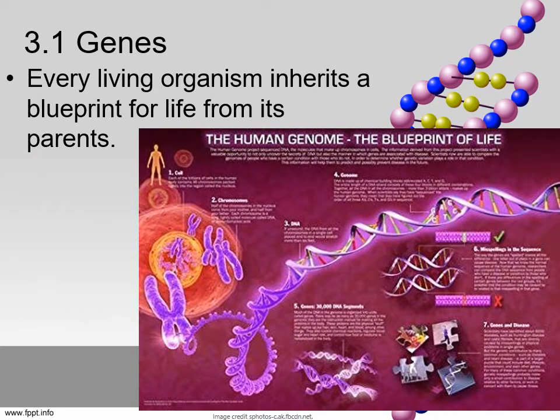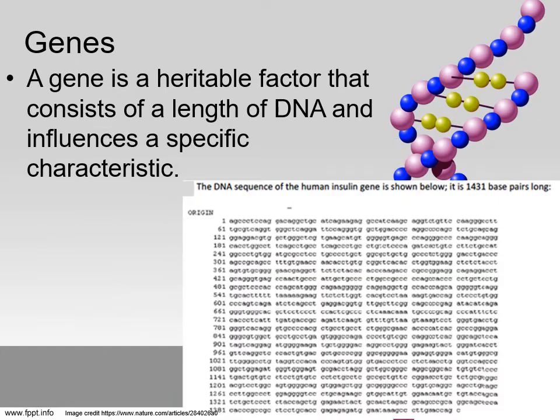So just a really beautiful graphic showing us this idea of human genome being the blueprint of life. So we've got chromosomes in our nucleus. Those chromosomes are composed of DNA. Genes are pieces of DNA that code for a trait. Those traits influence who we are. So gene defined: a gene is a heritable factor that consists of a length of DNA and influences a specific characteristic.